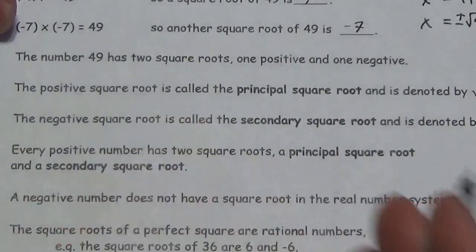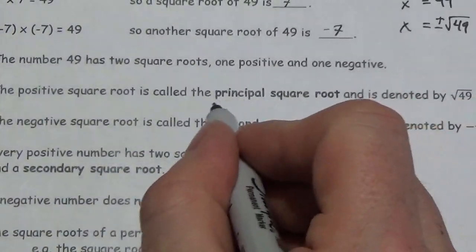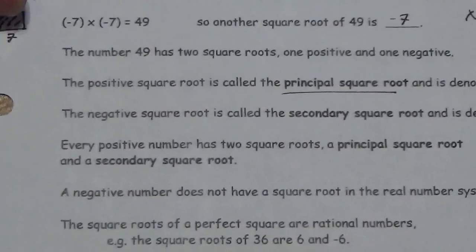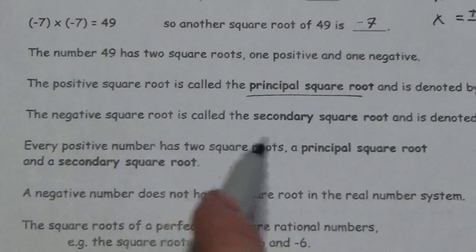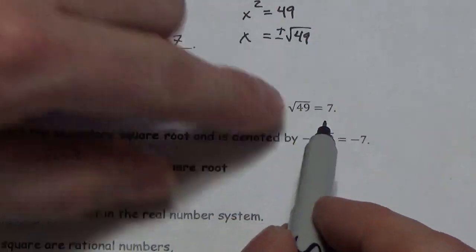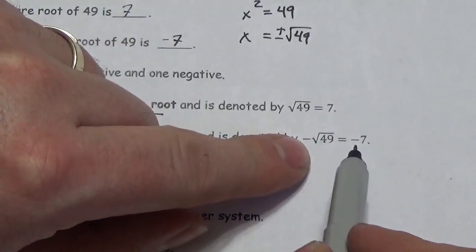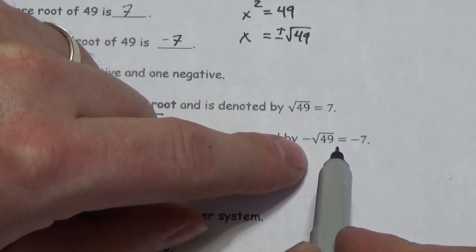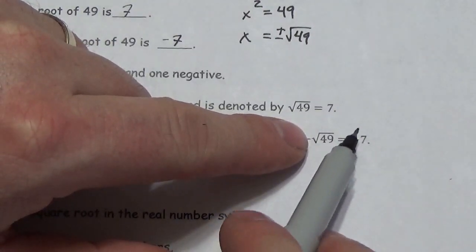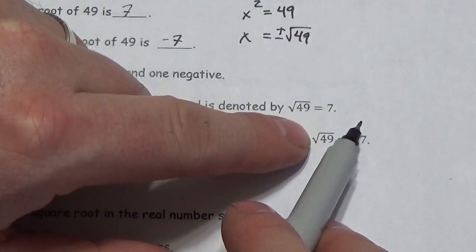So the positive root is going to be called the principal square root. Okay, so the square root of 49 is 7. The negative square root is called the secondary square root, and we denote it like this. Now notice here that what we're doing is we're actually putting a negative in front of both of those. Now if I took this equation right here and divided both sides by a negative, well then you'd get the square root of 49 is equal to positive 7.